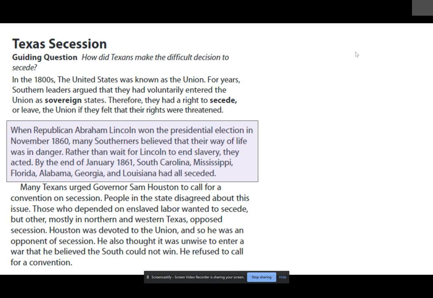By the end of January 1861, South Carolina, Mississippi, Florida, Alabama, Georgia, and Louisiana had all seceded. Many Texans urged Governor Sam Houston to call for a convention on secession. People in the state disagreed about this issue. Those who depended on enslaved labor wanted to secede, but others, mostly in northern and western Texas, opposed secession. Houston was devoted to the Union, and so he was an opponent of secession. He also thought it was unwise to enter a war that he believed the South could not win. He refused to call for a convention.